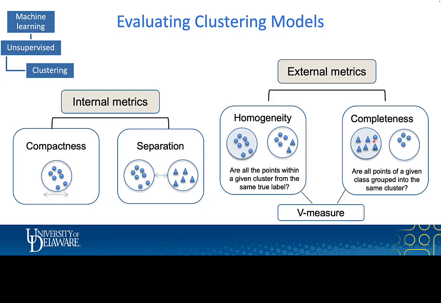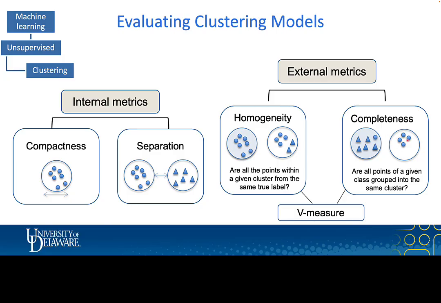Completeness, on the other hand, is satisfied if all data points that belong to a given class are assigned to the same cluster. So in this case, all the triangles in the triangle label class are in a single cluster, even though there are some circles that ended up in this cluster. So basically what we are trying to answer here is, are all the members of a class together, which will be yes for the triangles and no for the circles.